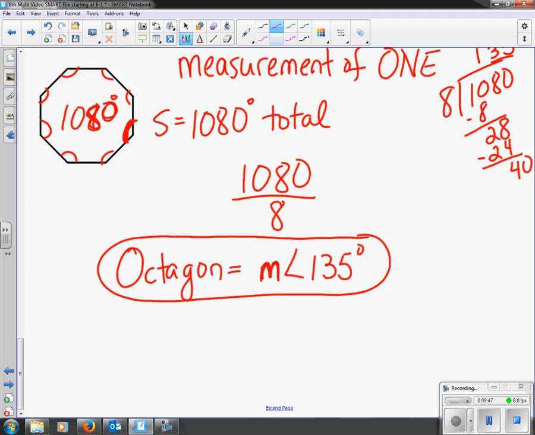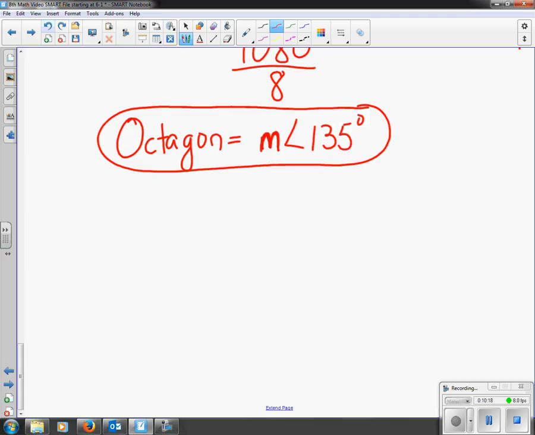So that means this is 135, this is 135, this is 135, that's 135, that's 135, that's 135, and that one's 135. And that one's 135. I'm running out of room. Okay, each of those are 135 degrees. And if you add them all up, you get 1080. So one interior angle is 135 degrees.